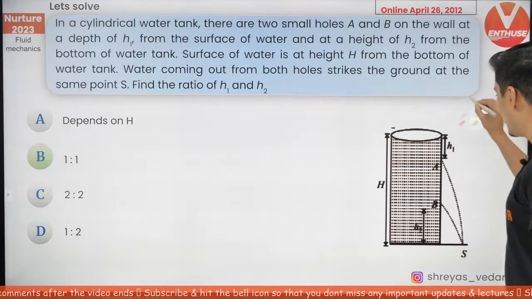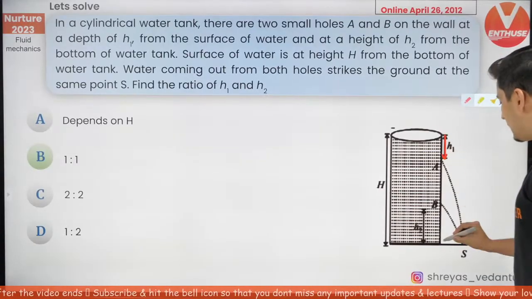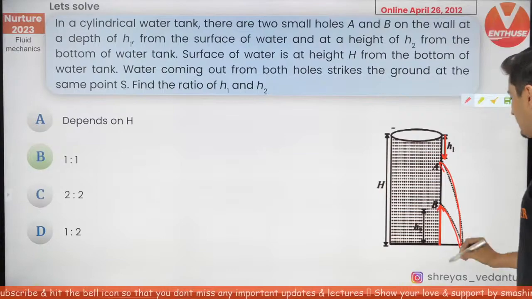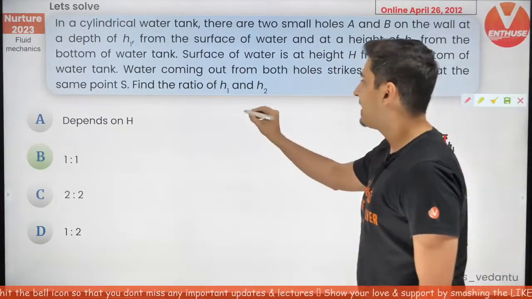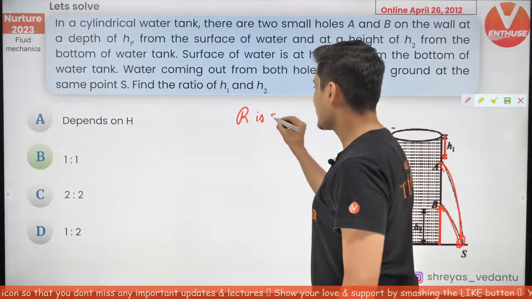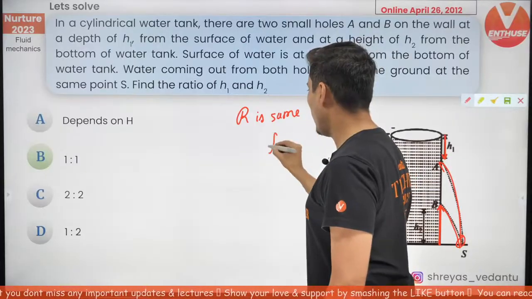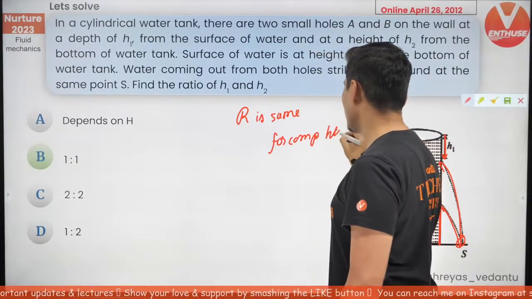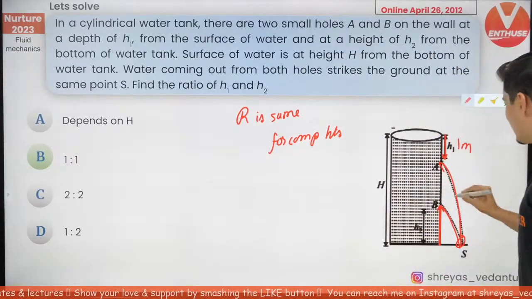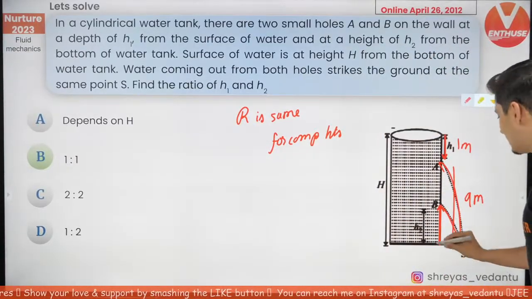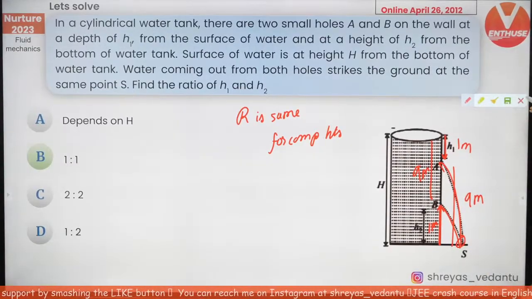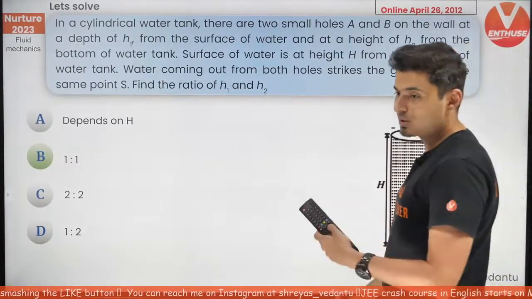You're drilling the hole from the top and you're drilling the hole from the bottom, and they both are falling at the same place. So the range is the same for complementary heights. If this was 1 meter and this is 9 meter, then this is 1 meter and this is 9 meter. So it's always complementary. That means it should be 1:1.